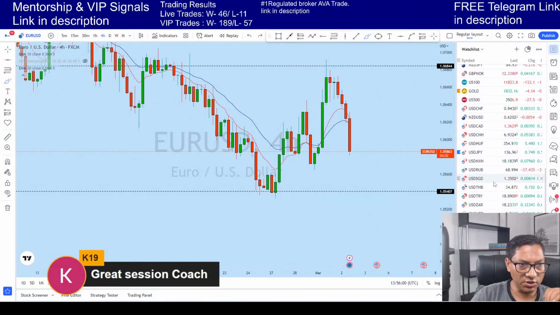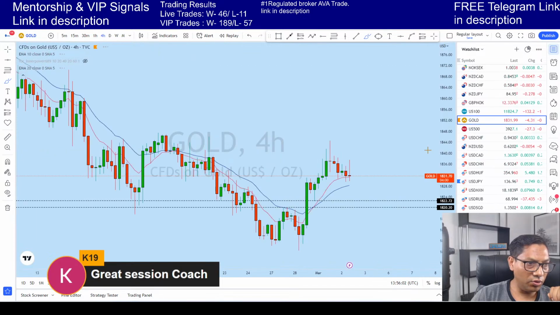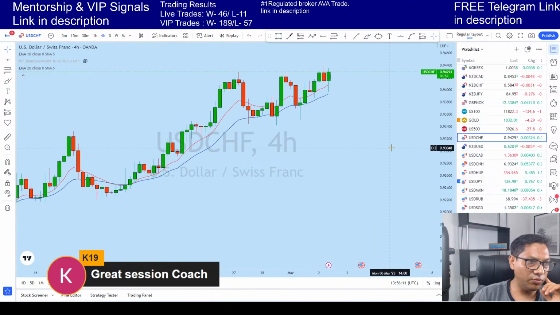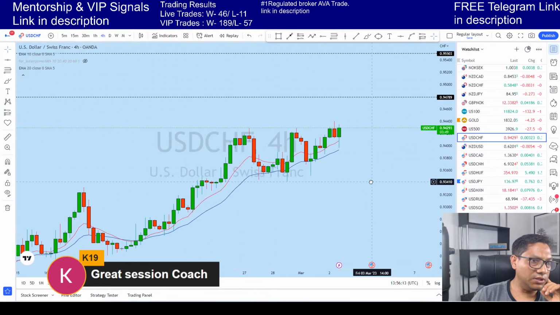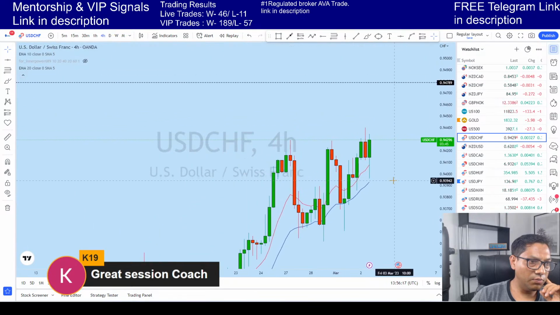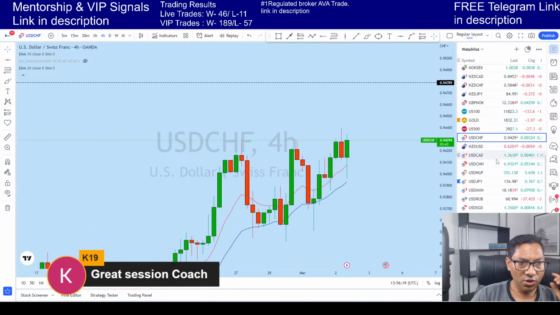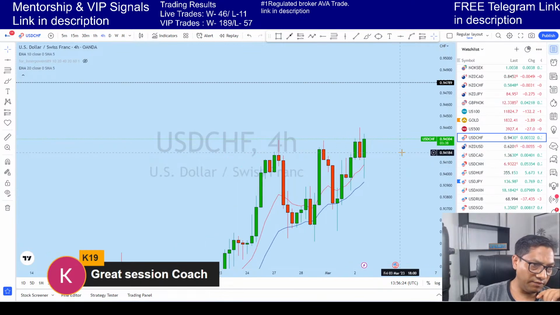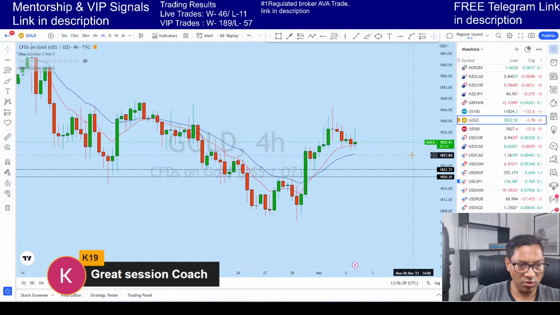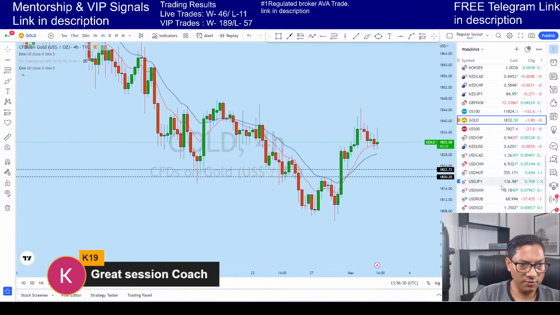In 5 minutes you will see a candle close. Let me review the pairs. So gold, we see that on the 4 hours it is forming a doji. If we reflect it on USD CHF, we see that this is showing bullish movement on USD CHF. USD CHF bullish means the dollar might get a little bit stronger. If that's the case, we might see some sideways or bearish move on gold.